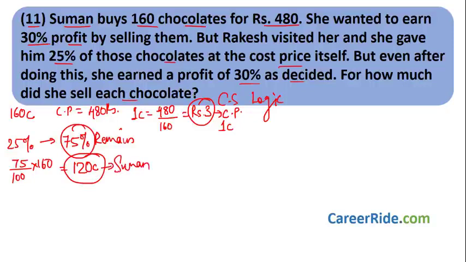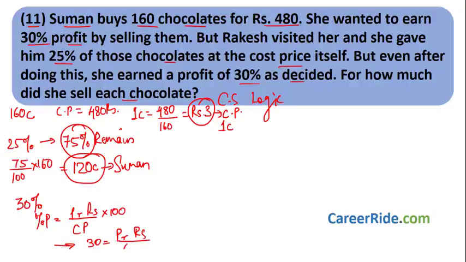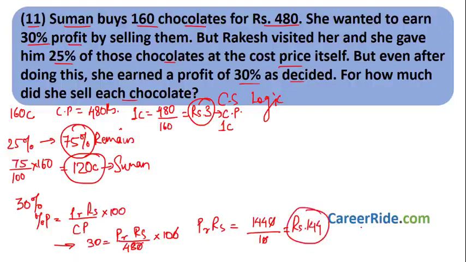Now she wanted 30% profit by selling 160 chocolates. How much profit did she want? She wanted 30% profit. We know percentage profit is nothing but profit in rupees upon the cost price multiplied by 100. So 30 is the profit percent. Profit in rupees, do we know? No. What is the cost price? 480 multiplied by 100. This gets cancelled. So profit in rupees is nothing but 48 into 3, which is 144. So by selling 160 chocolates at some price, she wanted to earn rupees 144 as profit.